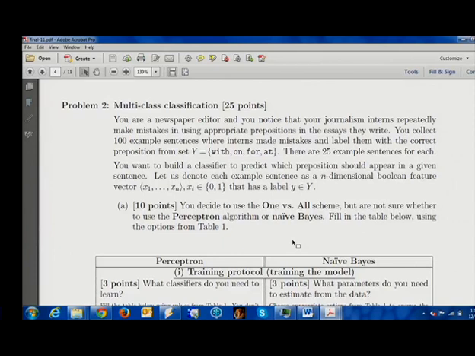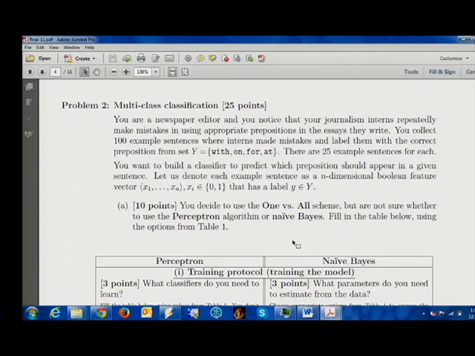Okay? And what we are going to do here is we're going to look at 2 different classifiers and ask some questions on how do we set up the multi-class classification in both cases, and what are the differences.